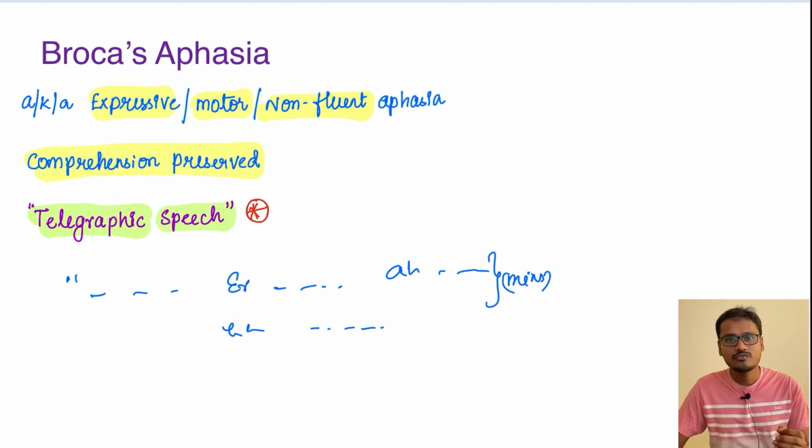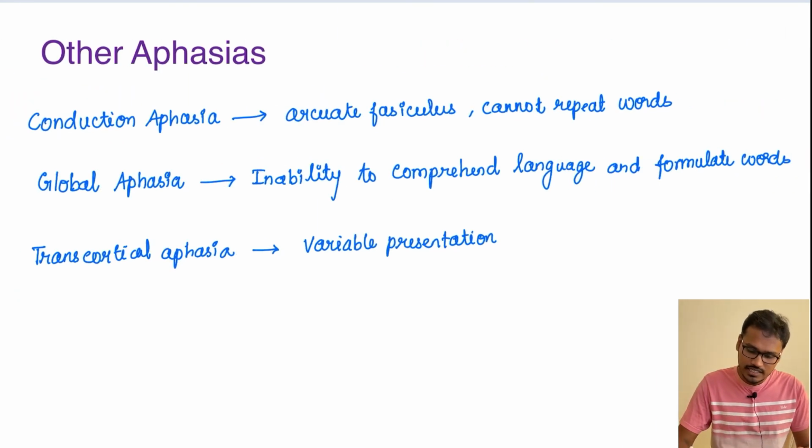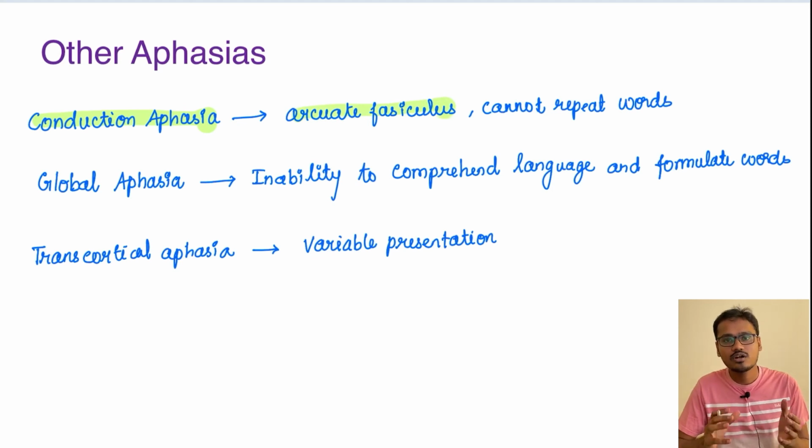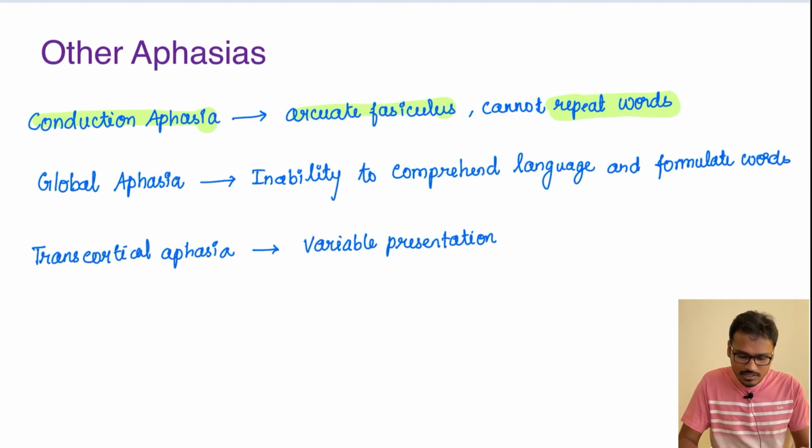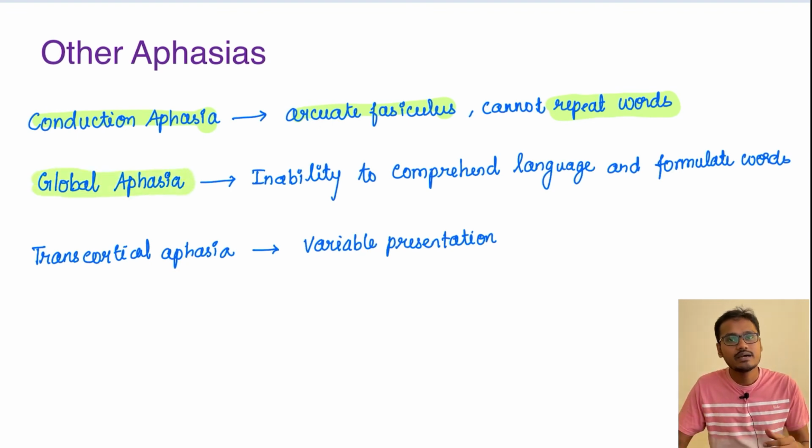Now coming to a few other forms of aphasias, there is conduction aphasia, wherein the arcuate fasciculus is damaged. In this, usually there is not much of a defect, only repetition of words is not done properly. Because the entire fibers are not affected usually, if a few arcuate fibers are affected, there will be a problem in repetition of words. Then there is something called global aphasia. What happens in global aphasia is there is severe damage in both the Wernicke's as well as the Broca's area. So there will be inability to comprehend language as well as to formulate words. It is nothing but the combination of Broca's and Wernicke's aphasia together.